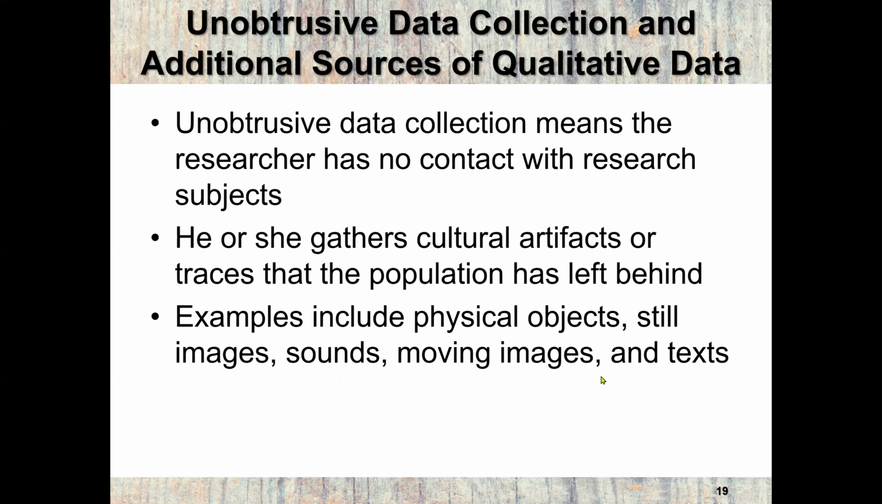So next is unobtrusive data collection and also additional sources of qualitative data. Unobtrusive data collection means the researcher has no contact with research subjects. So he or she gathers cultural artifacts and traces that the population has left behind. Examples include physical objects, still images, sounds, movie images, and text.